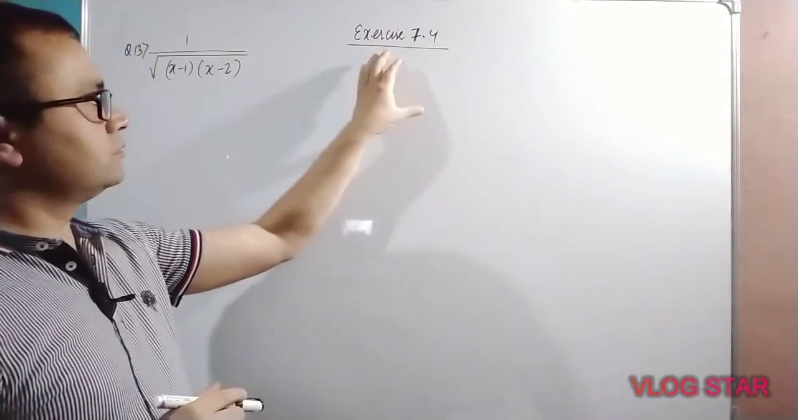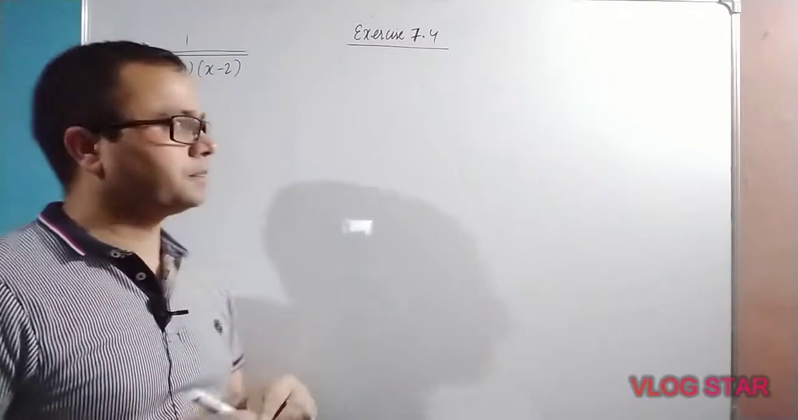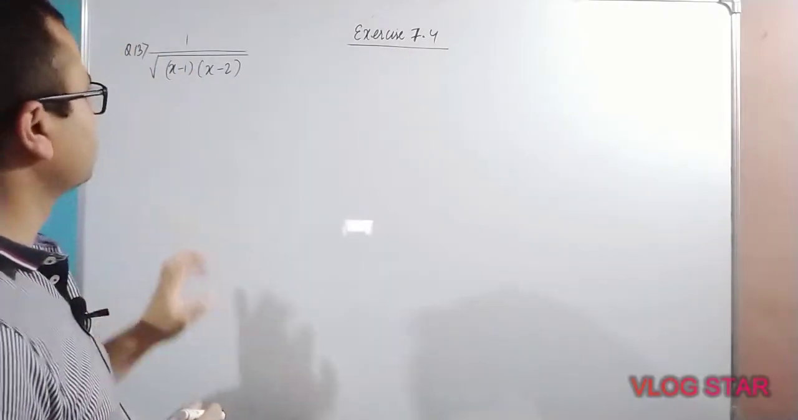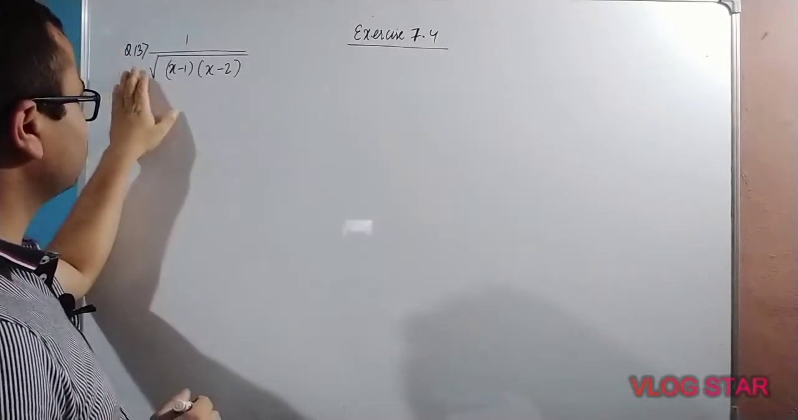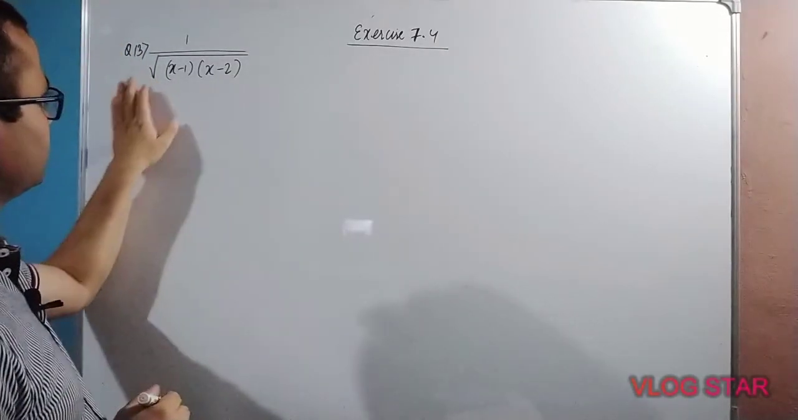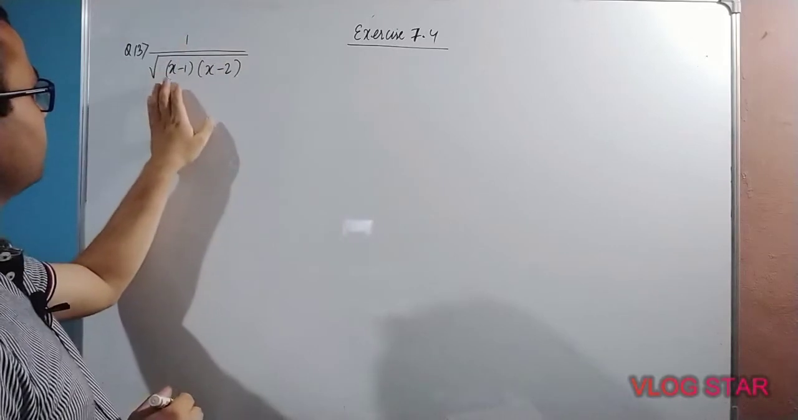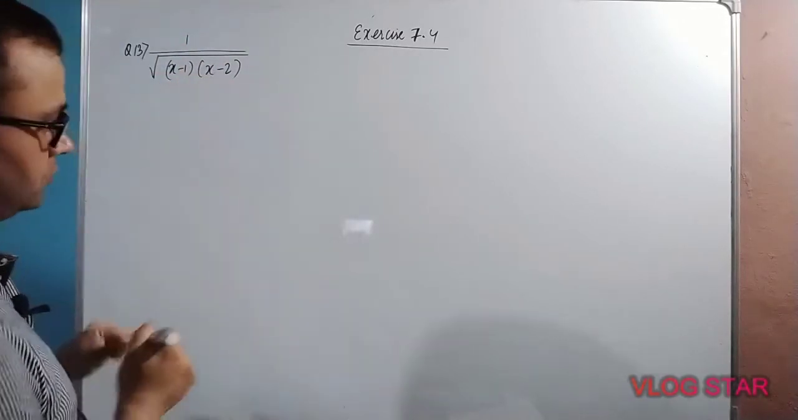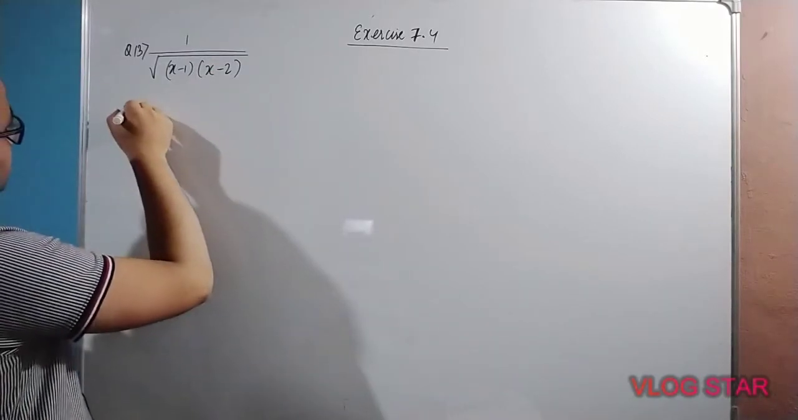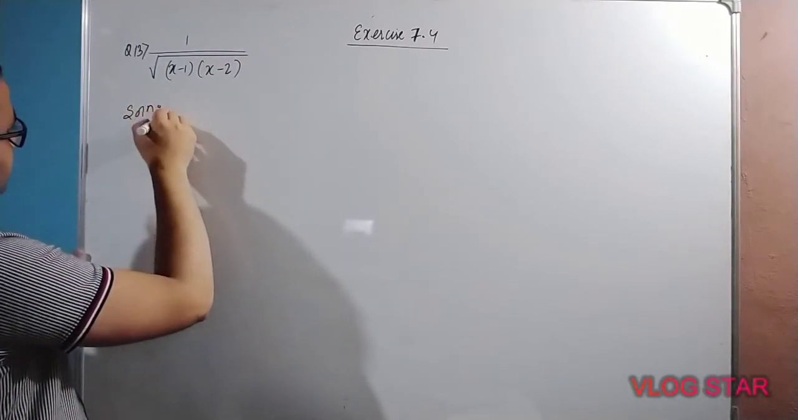We'll continue exercise 7.4 today. So till question number 12 we did. Now today we'll start from question number 13. In question number 13 the question is 1 by root under x minus 1 times x minus 2. So first we will write in integration form and make it into particular form.